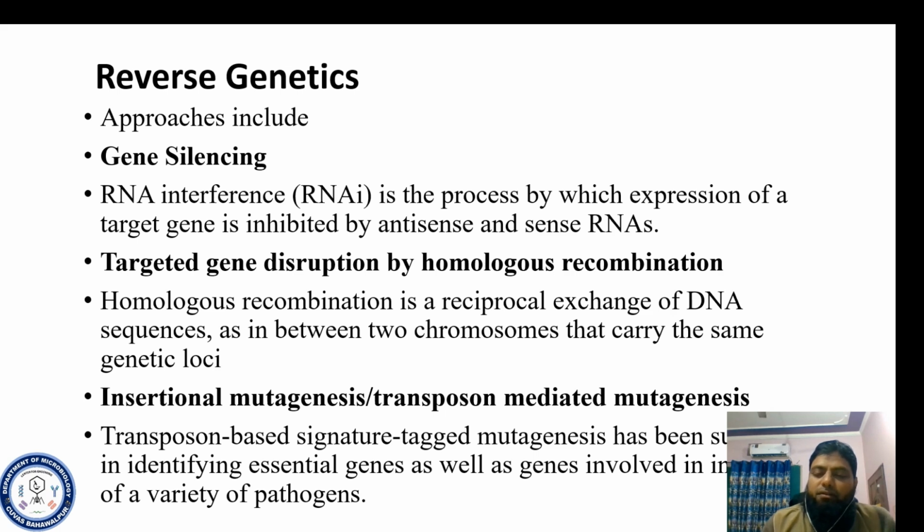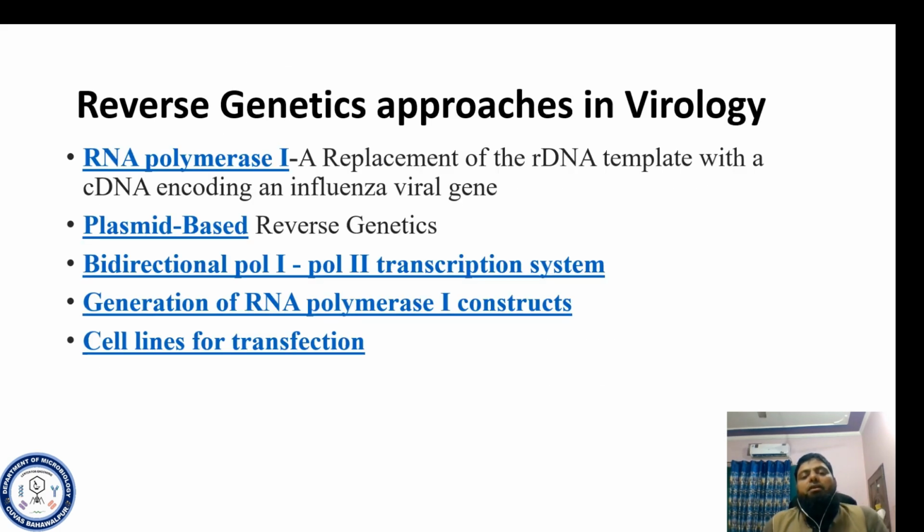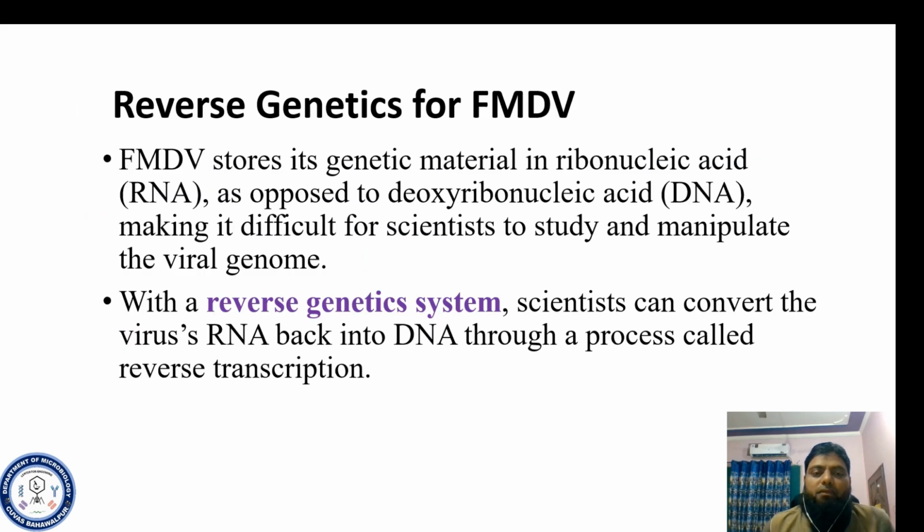However, in the case of virology, we can use some other approaches for reverse genetics, including RNA polymerase 1. Then we can go for plasmid-based reverse genetics. Then a bidirectional polymerase 1 and polymerase 2 transcription system can also be used. Then they can generate RNA polymerase 1 constructs, and we can also use cell lines for transfection as well.